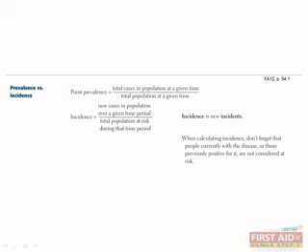Point prevalence is simply the total cases in the population at a given time divided by the total population at risk at the same time.